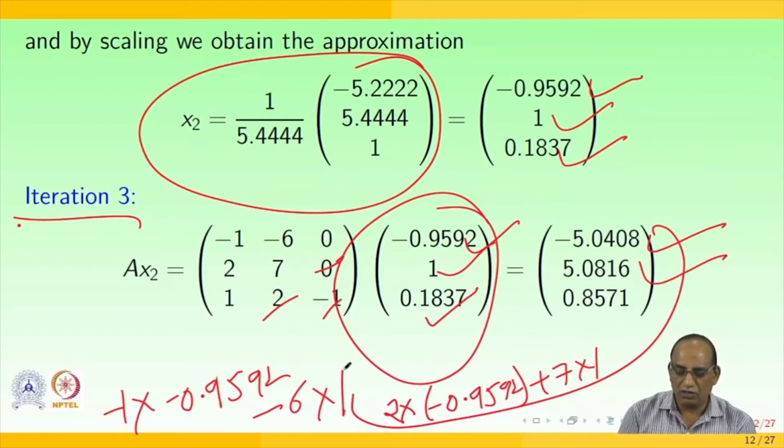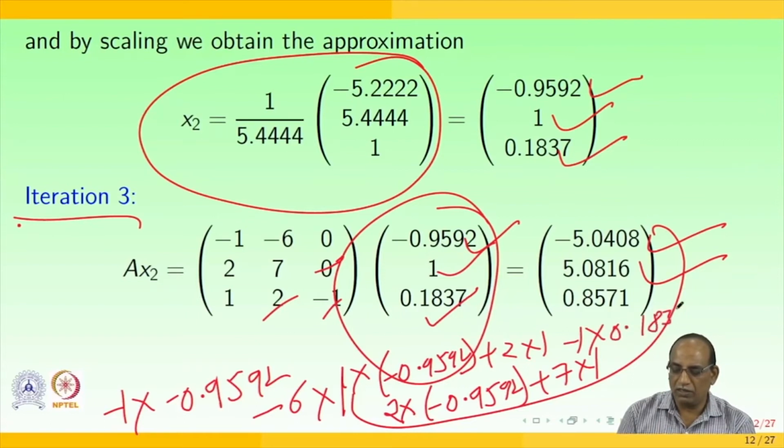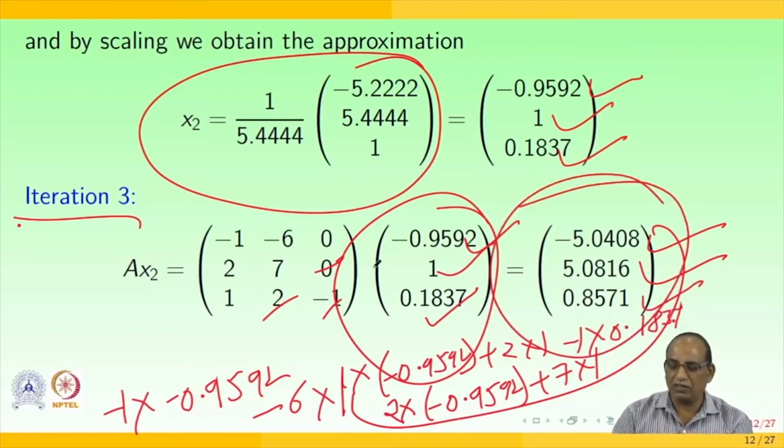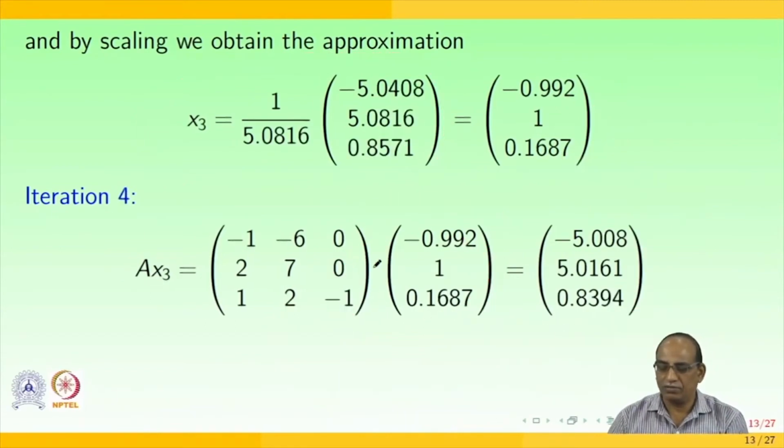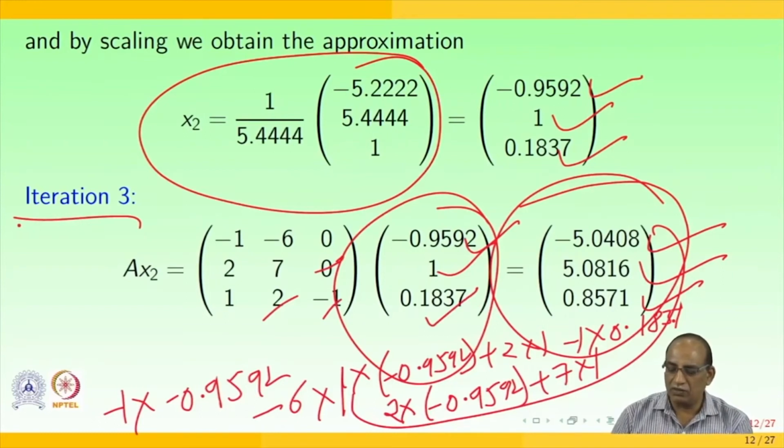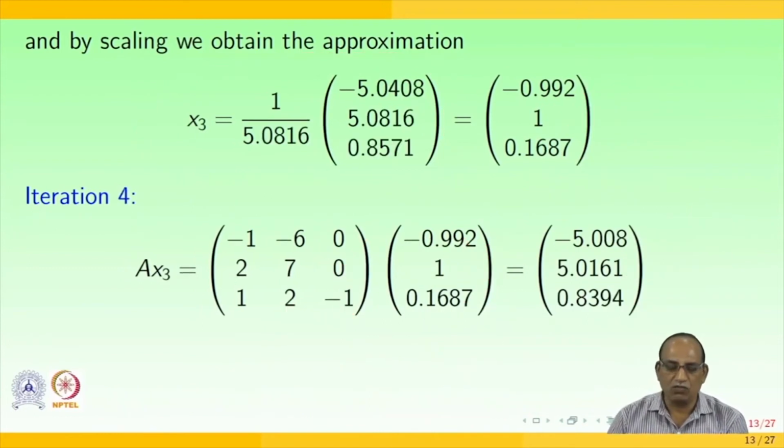Third value is 1 into minus of 0.9592 plus 2 into 1 minus 1 into 0.1837, you get this value. So this is the matrix you do get. And by scaling, the bigger value is 5.0816. So when you divide with this, first value by this you get minus of 0.992, second value by this you get 1, third value by this you get this value.